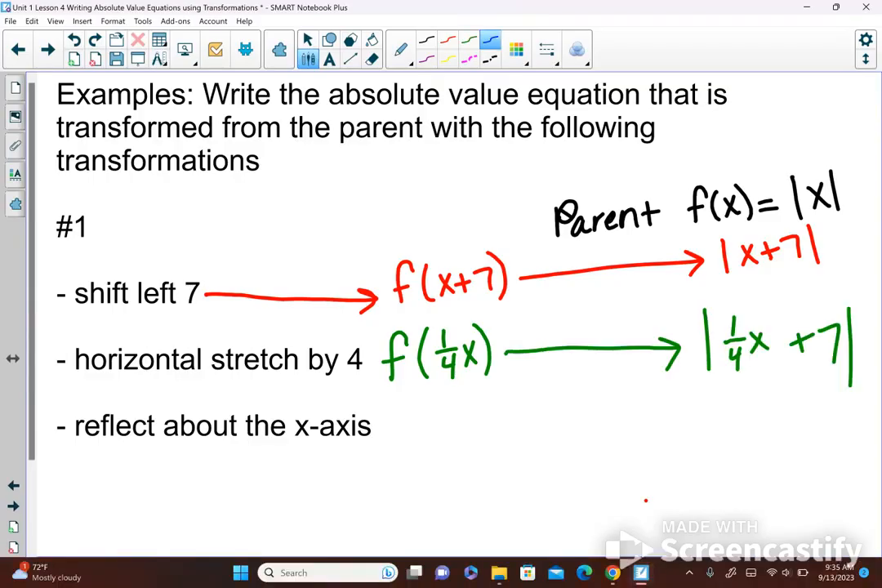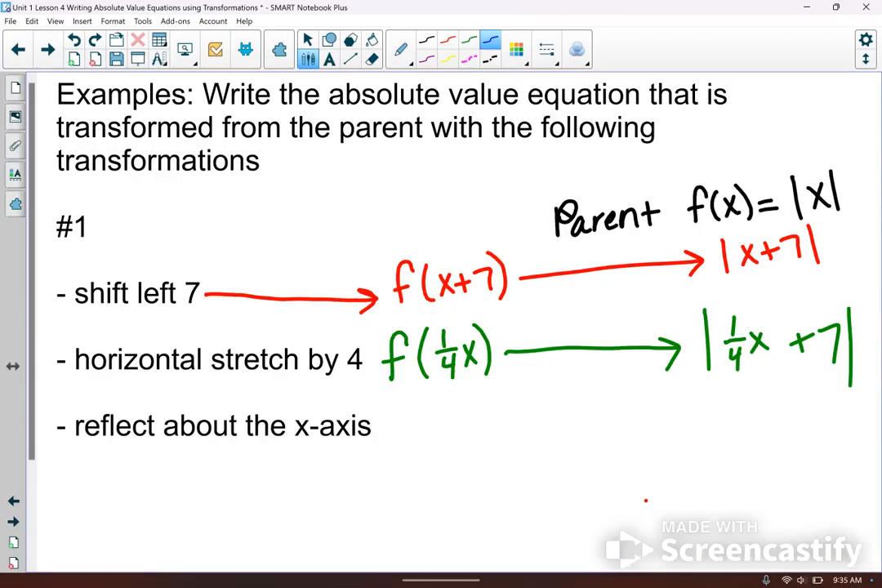And the last transformation here is to reflect about the x-axis. That means a negative on the outside of the function notation. In words, that notation says multiply the entire function by a negative. Our entire function is one term, the absolute value term. So that actually just puts a negative outside the absolute value. You never want to distribute a negative over an absolute value sign.